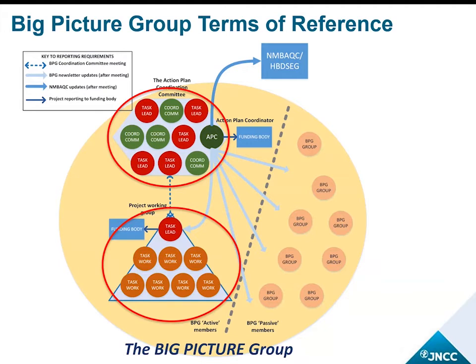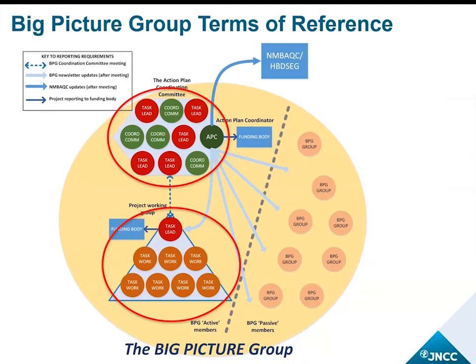But they in turn will need a funding body that they will report to, particularly the action plan coordinator. So you have these meetings of this coordination committee. They meet, they share all the progress going across that group. They make any decisions as a group that need to be made. And then this information filters back down again. So it filters, as you see the little blue arrows, to the rest of the big picture group, who can be kept abreast of the changes. If any of them want to start working in projects, they can get more active, more involved in projects.